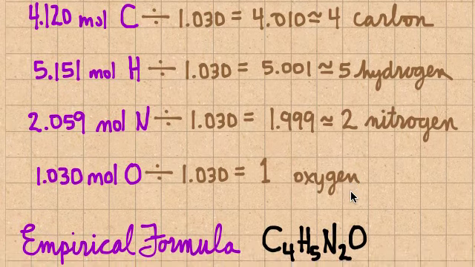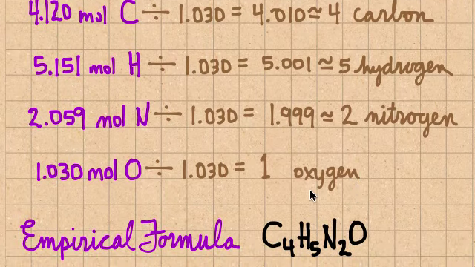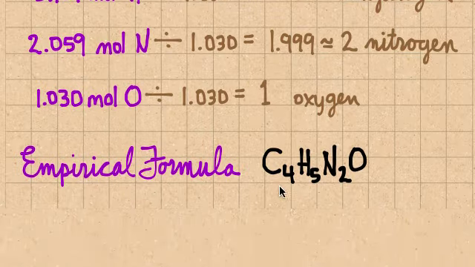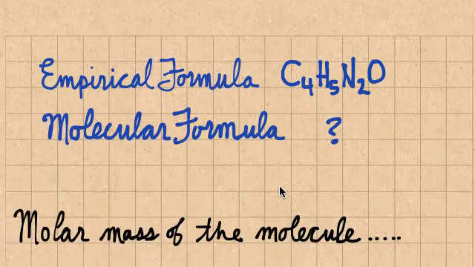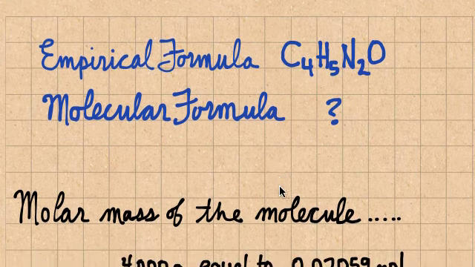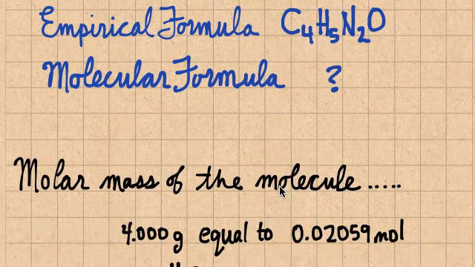So that means 4 carbons, 5 hydrogens, 2 nitrogens, and 1 oxygen in this compound. So maybe. Well, definitely that's the empirical formula, but what's the molecular formula? And the answer is, let's look at that other data that was given to us in this question.